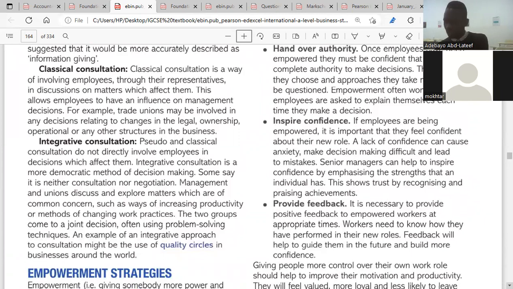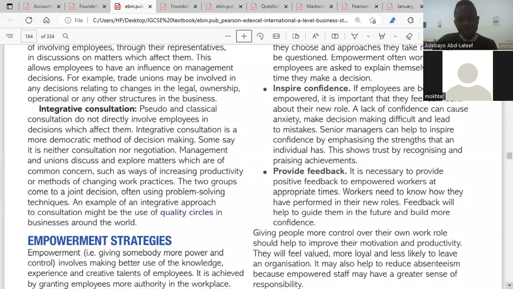For classical consultation, I wrote, this is a way of involving employees through their representatives in discussion on matters which affect them most. For classical, the representative of employees would sit with management to discuss the matters that affect the employees. We call it classical consultation. Then we have integrative consultation.